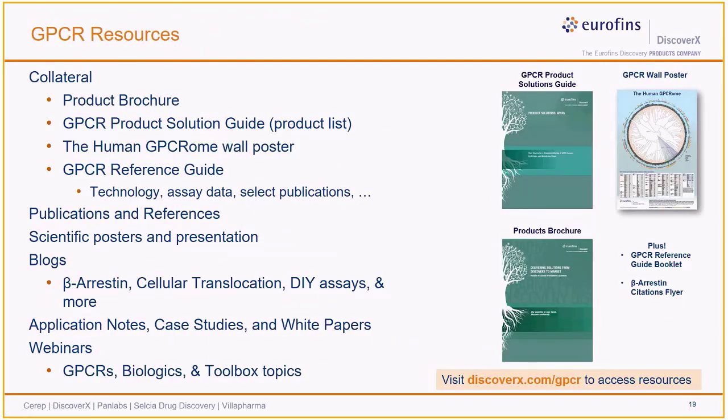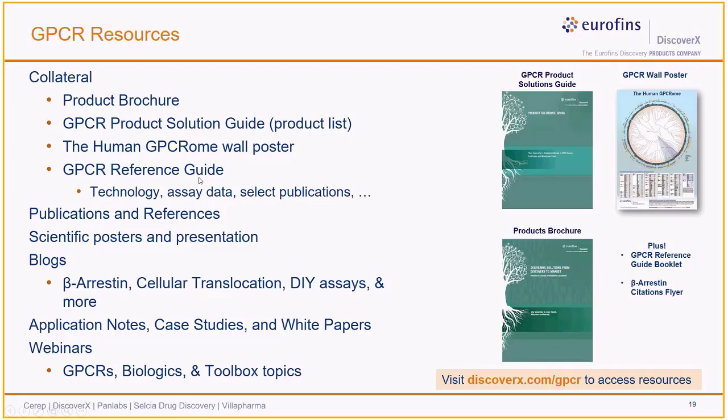Other resources, not just technical support, can help you. You can go to our website, discoverx.com/GPCRs to access our product brochure with similar information as indicated in this video. We also have a product solution guide, which is nice. It actually lists all the different GPCR products, and it's updated monthly. We have a beautiful GPCR wall poster as well. You can hang in your lab, the human GPCR-ome, with that large dendrogram, and then a family and target table at the bottom with the different coupling status of your specific targets.